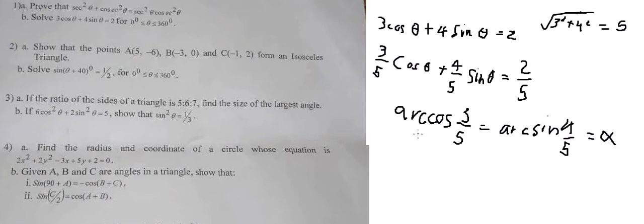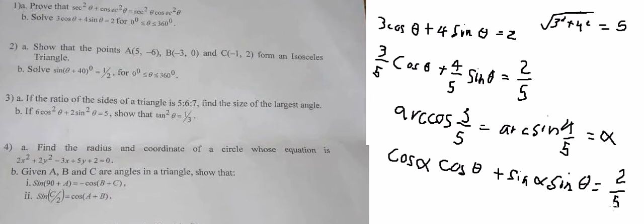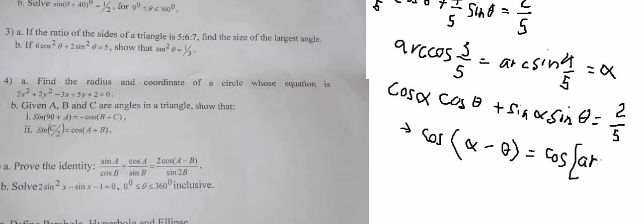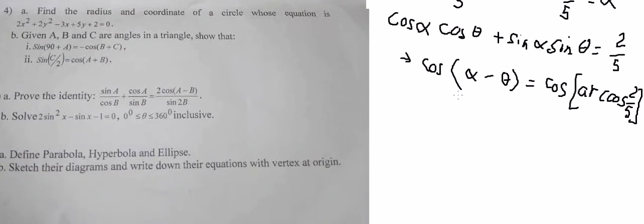So in this situation, we will have cosine alpha cosine theta plus sine alpha sine theta equal to 2 over 5. Because if we put alpha in this one, you get back 4 over 5, similar for cosine in here. This formula, we can put as cosine of alpha minus theta, and this one we can put as cosine 2 over 5. So we have 2 solutions in here.